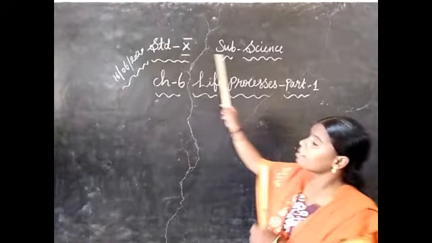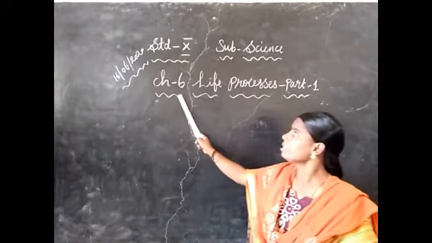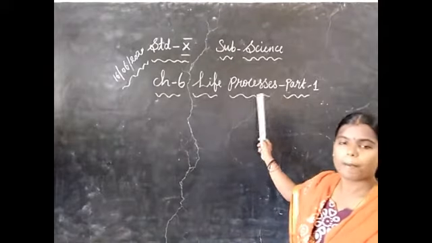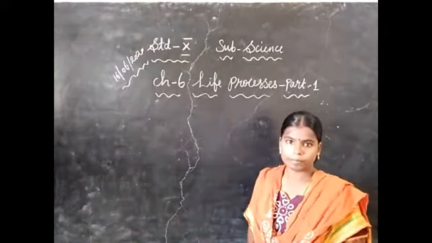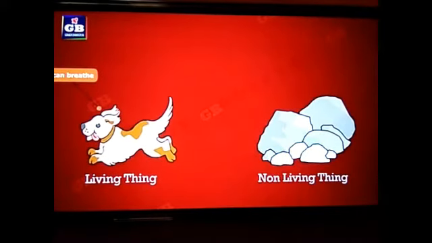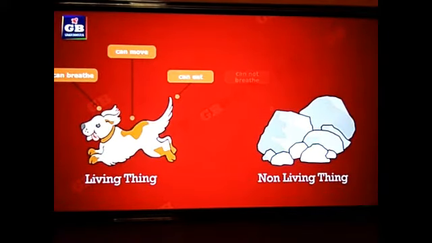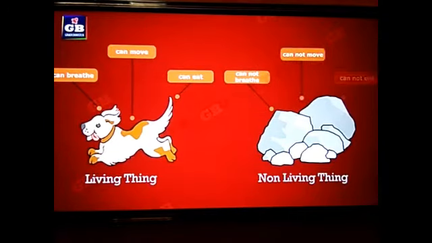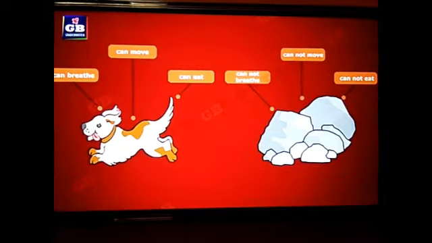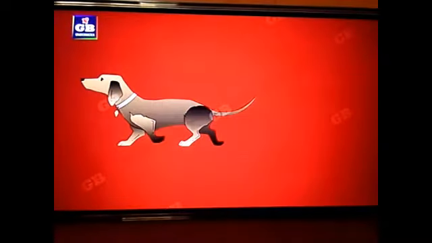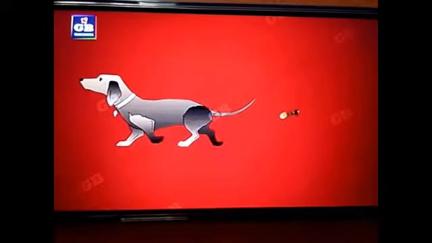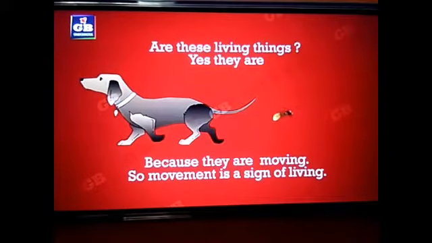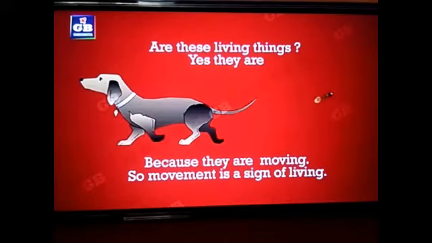Subject science, standard 10, chapter 6, life processes, part 1. We have studied living and non-living things with the help of certain characteristics. We distinguish between living and non-living things. A dog wagging its tail and an ant crawling: are these living things? Yes, they are, because they are moving. So movement is a sign of living.